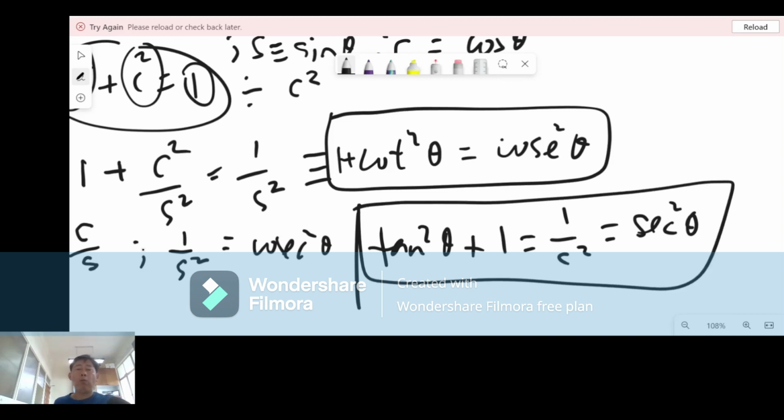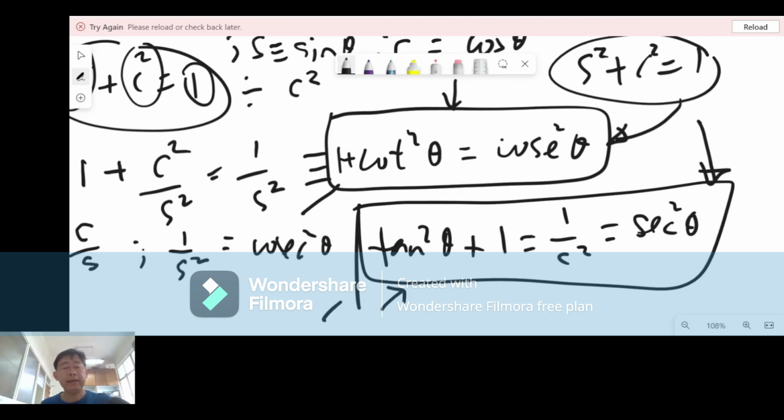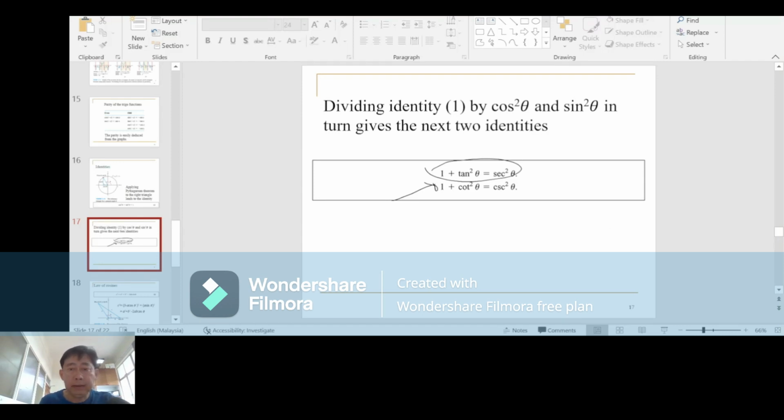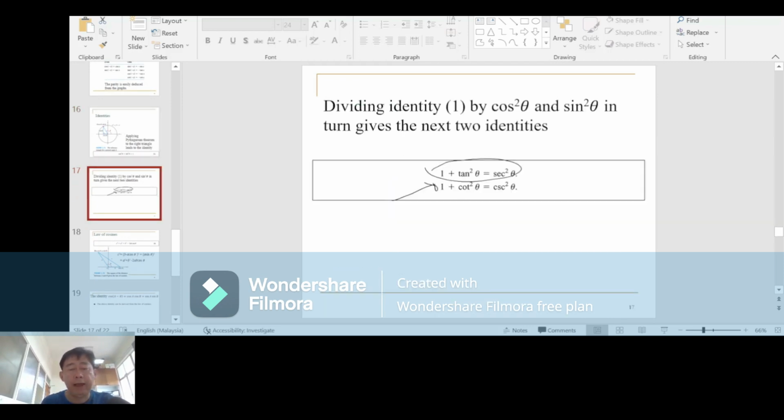So from one single identity, you arrive at this identity and this identity. So you don't really need to memorize this one or this one. In case you have forgotten these two identities, you can always rederive them from the first identity by dividing it either by sine square or by cos square. So this is the identity that is derived from this identity. So we have so far discussed three different identities.